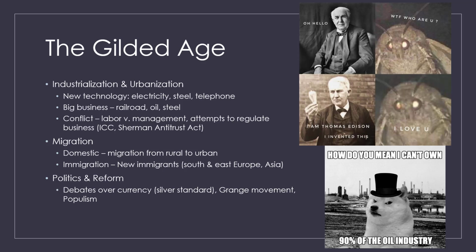There's also debate over certain political issues and reforms. This is where we get our big debate over currency reform in the country and moving from a gold standard, where the currency is backed only by gold, to the silver standard. The populists really wanted this to happen. You also have the Grange movement because you have angry farmers unhappy with their lot in life. And this creates at least a dialogue or at least starts reforms that you're going to see later on in the country.